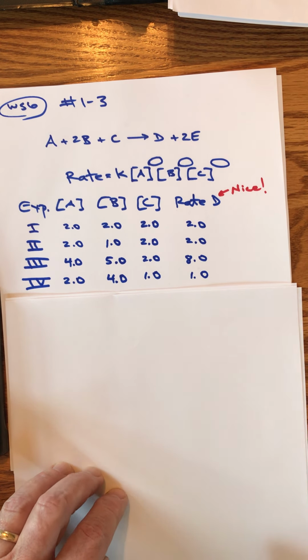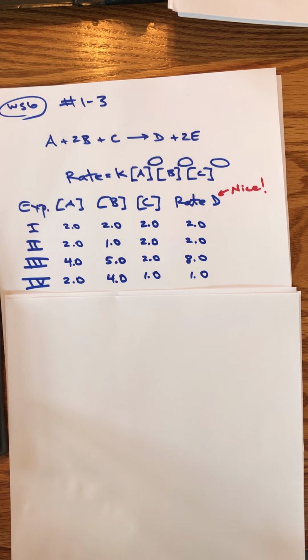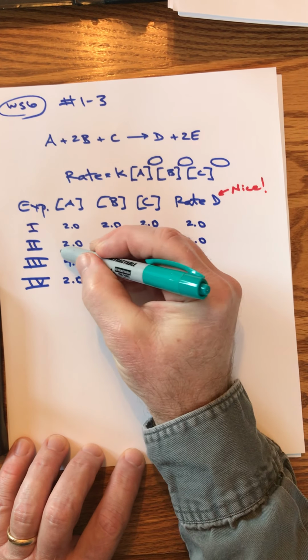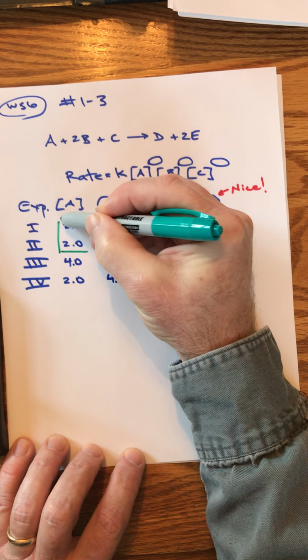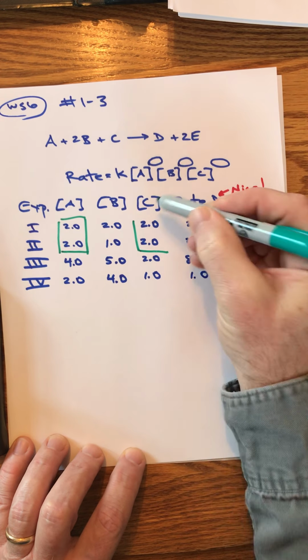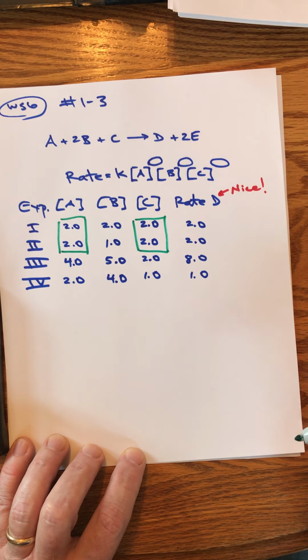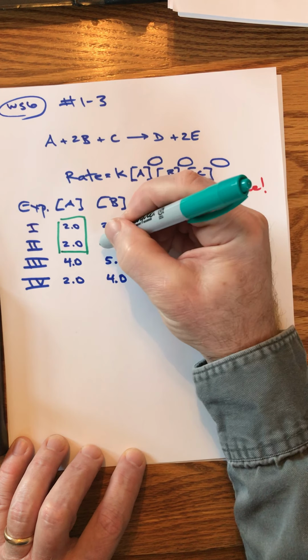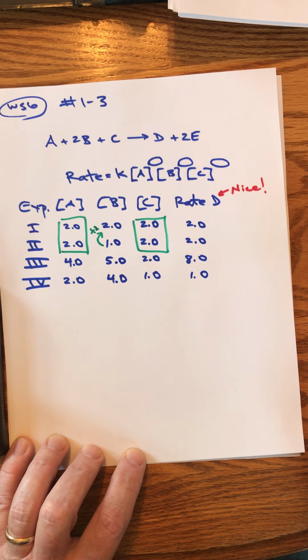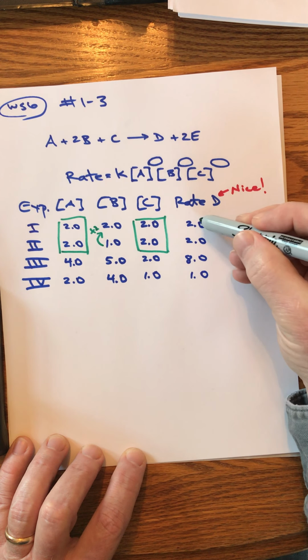Well, let's consider them individually. Look for the most logical path first. So if I look at experiments 1 and 2, I only have one change. A is not a factor. C is not a factor. The only thing that changed was B, and I doubled B. And my rate did not change.